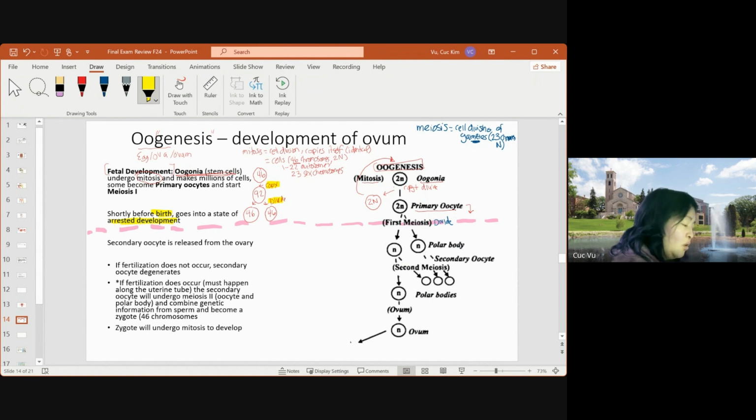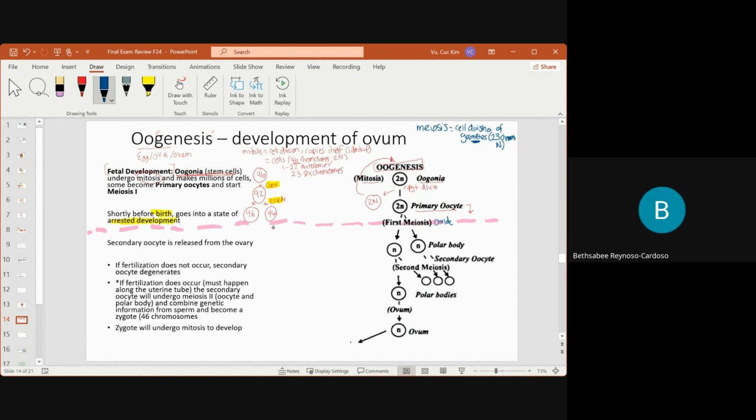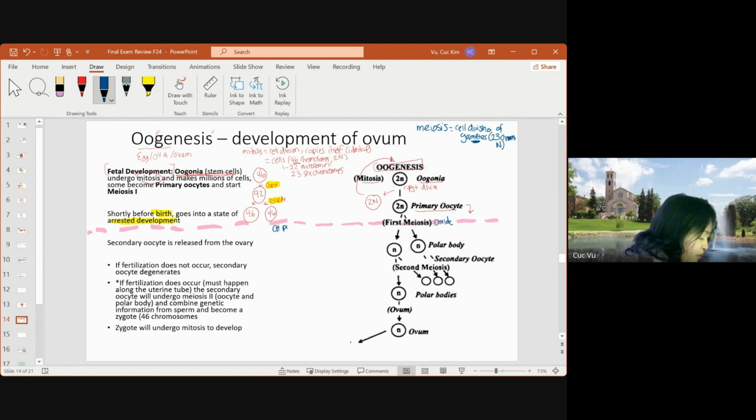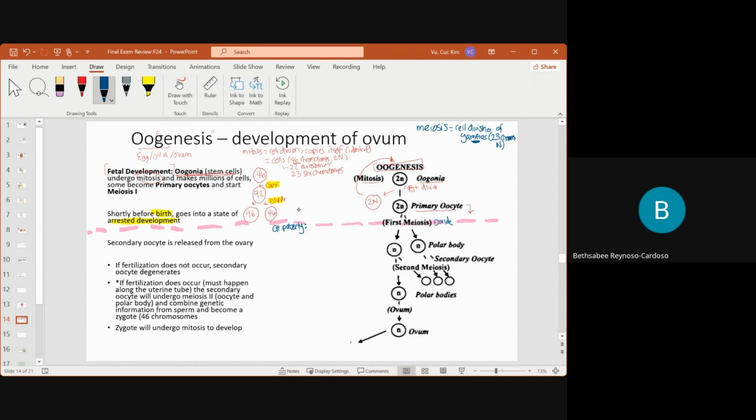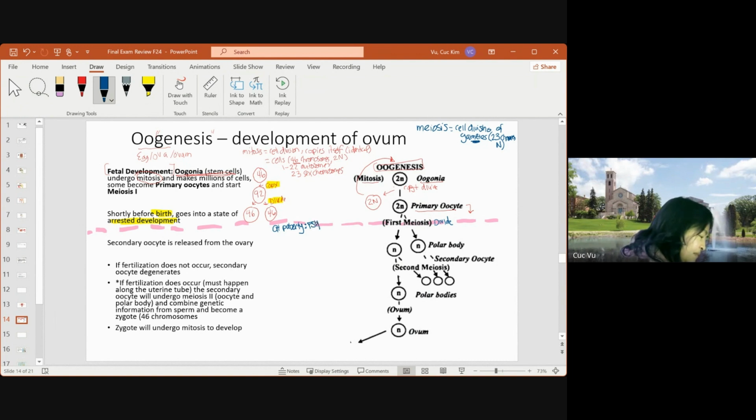Okay. Then this whole process starts again at what time period? Puberty. Yeah, exactly. So at puberty, what hormone is going to stimulate these to grow? FSH? Yes. So FSH is what's going to cause the primary oocyte to complete meiosis 1 and complete the division. So technically, from 2N, you would have 2 cells that have N each, right? Does that make sense? Yes.